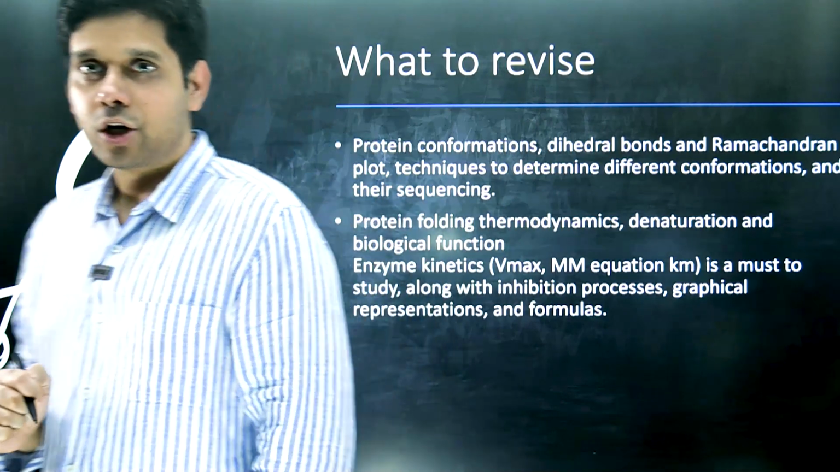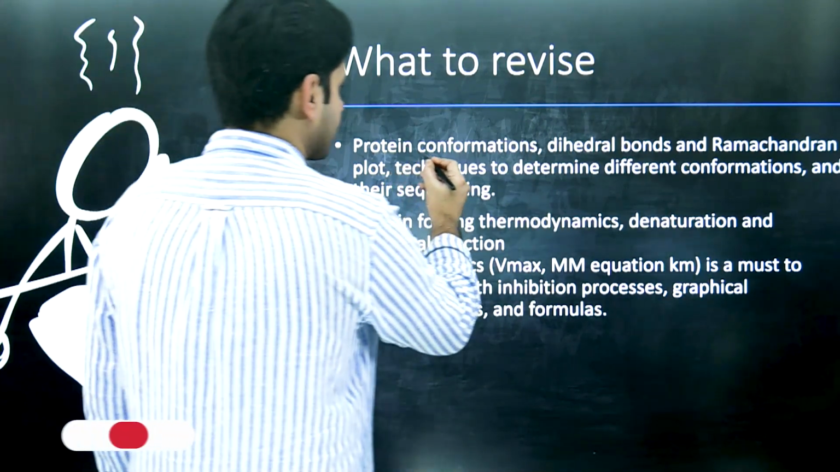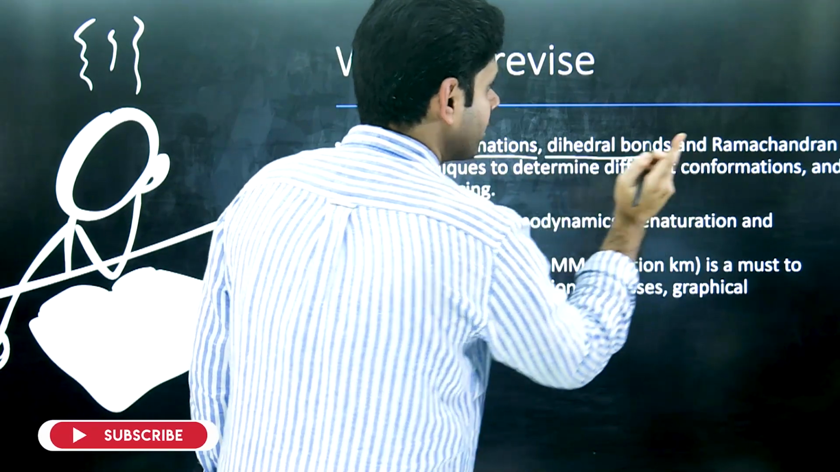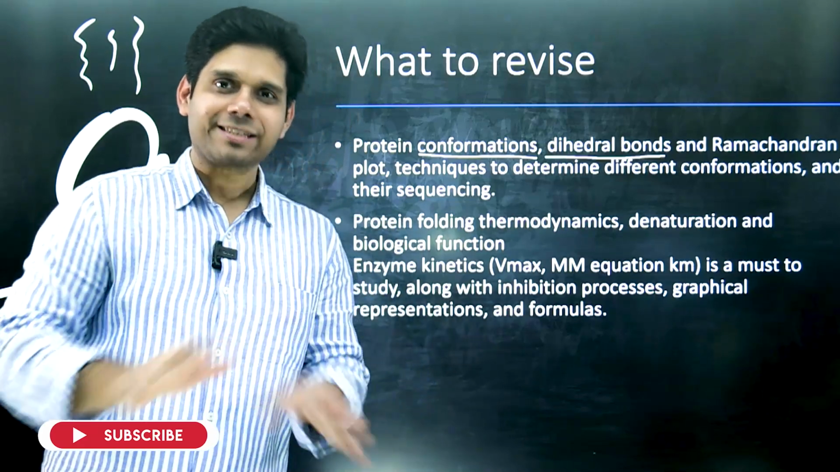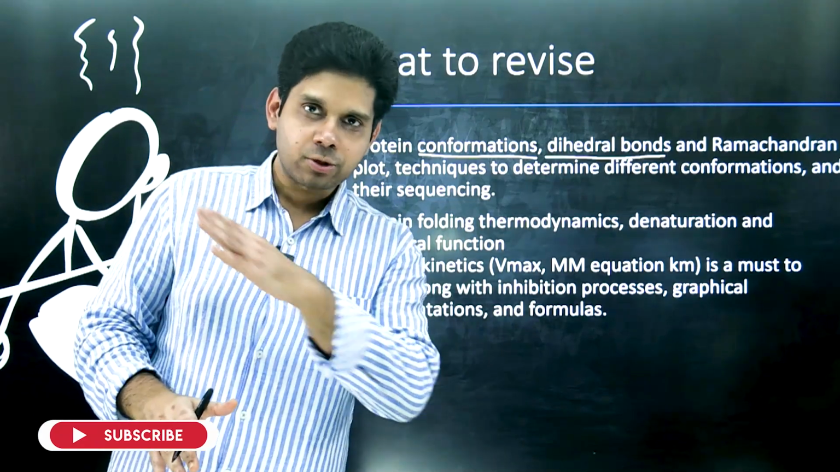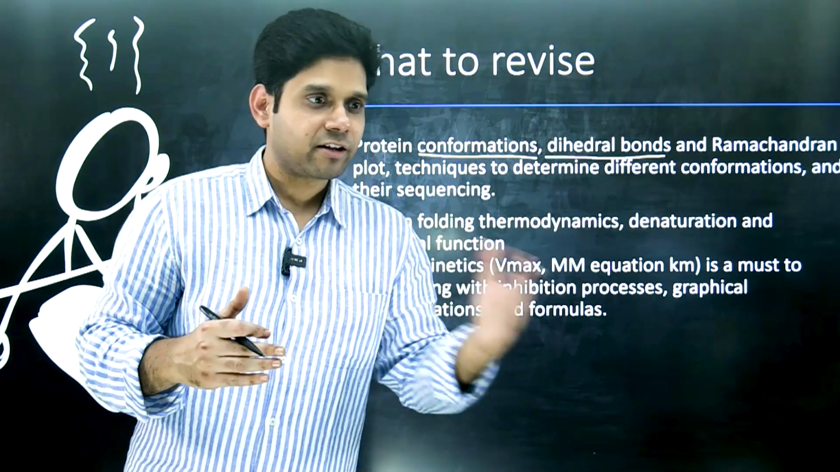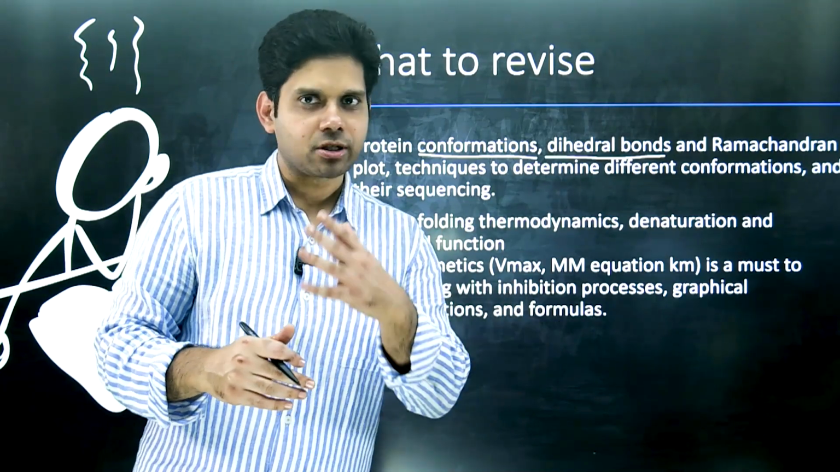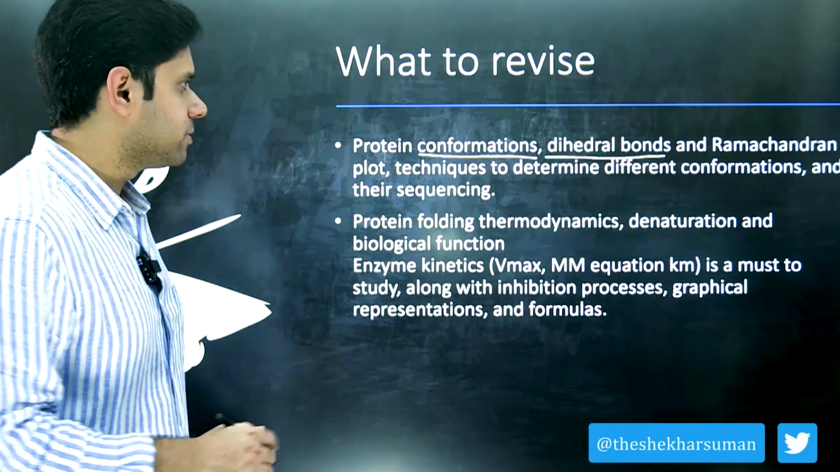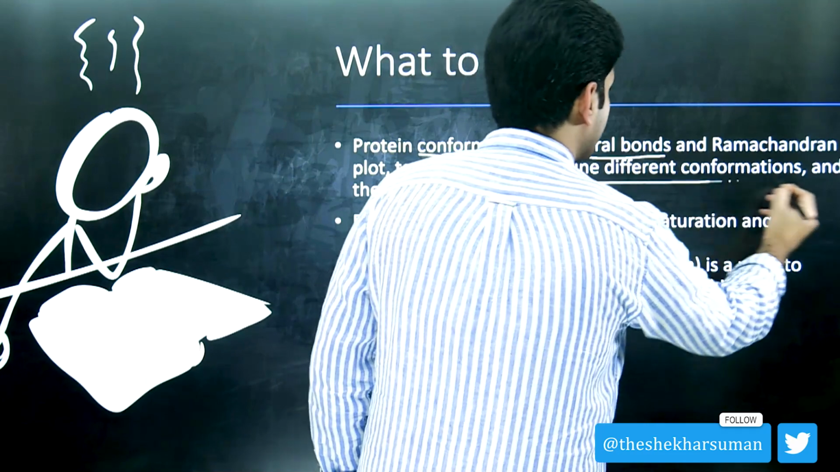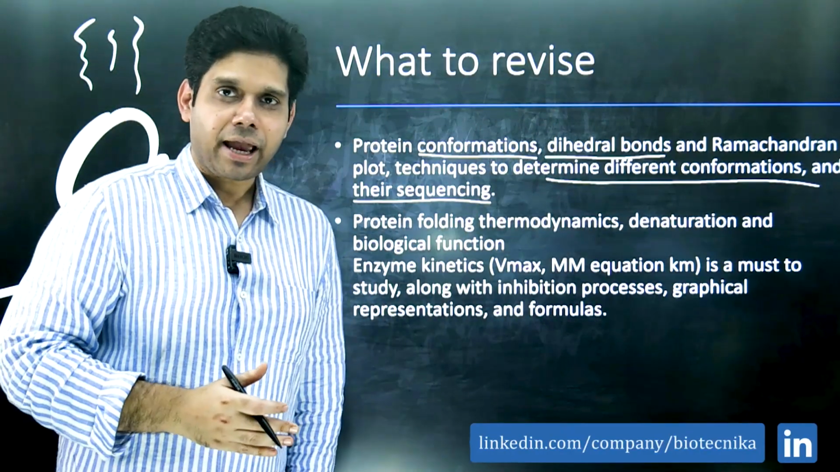Next part of Unit 1 which you should not skip is protein conformations. Dihedral bonds and the Ramachandran plot. Learn the Ramachandran plot by heart. You must know everything about it. For almost every part C question, we have to sniff it out. Wherever there is a part C or part B question related to the Ramachandran plot, pick it up, solve as many as possible. Determine different conformations and their sequencing. All this you must remember by heart.